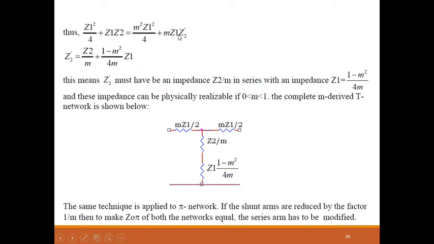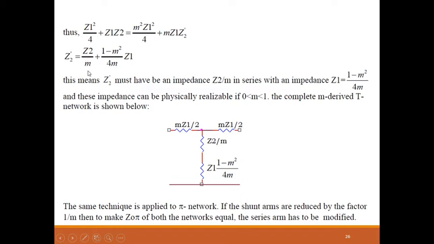You can find like this. See here the M is there. If we shift the LHS side to the RHS side, the Z2 dash alone we keep on the same side, and the remaining we move from the LHS side to the RHS side. So you can obtain this expression. This means the Z2 dash must have the impedance Z2 by M in series with the impedance Z1 into 1 minus M square by 4M.